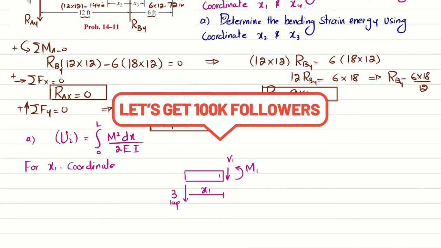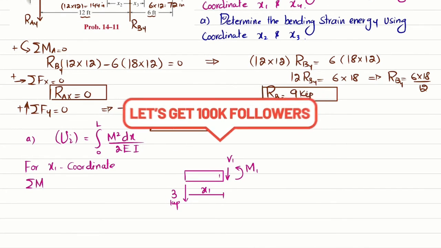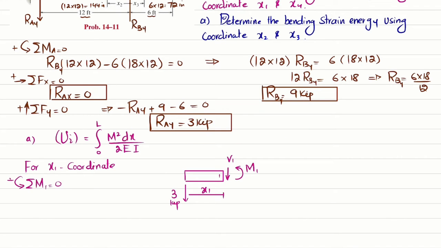Now applying the equation of equilibrium, the sum of all moments about point 1 is equal to 0, taking counterclockwise moment as positive. We need this bending moment because we will use it in the strain energy equation. So 3 times the perpendicular distance about point 1, which is x1, and this moment is positive. So 3x1 plus M1 is equal to 0. From here we get M1 equal to minus 3x1. This is the moment equation for coordinate x1.